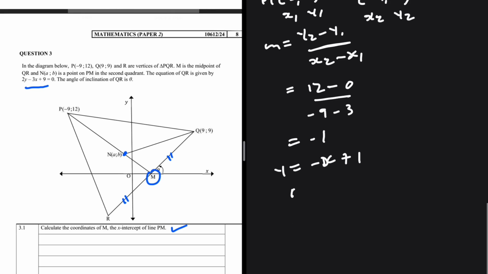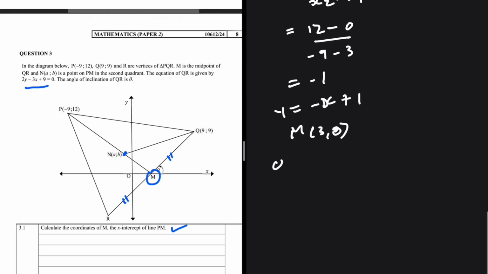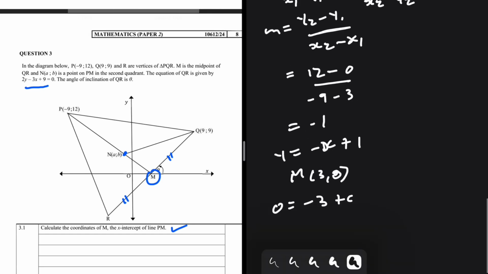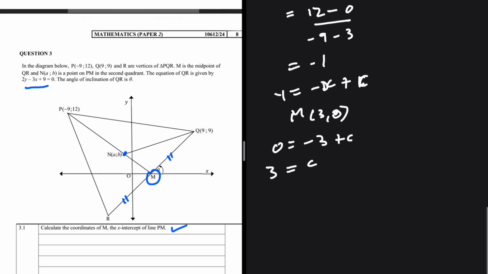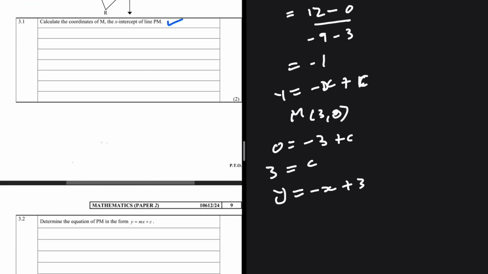And then let's substitute M. M is 3 and 0. It's easy to digest instead of substituting 9. So y is 0, and then we get minus 3 plus c. We have plus c since that is the constant we're looking for. It should be easy to see here that 3 is equal to c. So ultimately y is equal to minus x plus 3. There we go. Let me see if our equation is supposed to be in the form y equals. Okay, that's fine. That is 3.2.